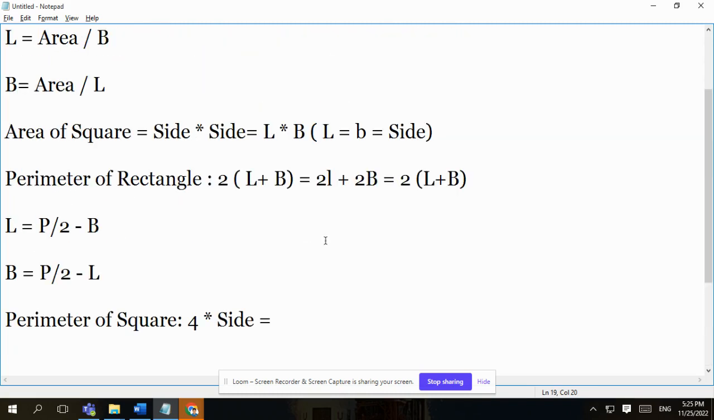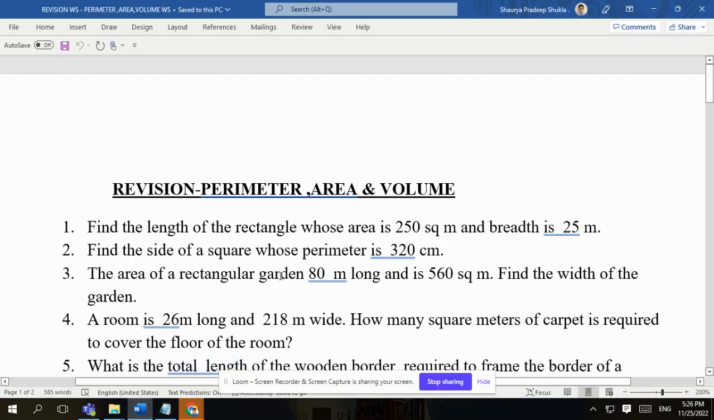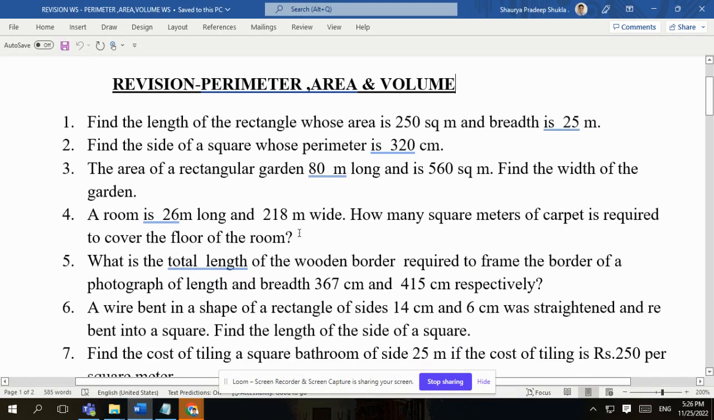So, in the interest of time, let's jump to the exercise. Okay. What we'll do, we'll first quickly talk about the exercise, and then we'll solve them a little. Okay. First problem. Find the length of a rectangle whose area is 250 and breadth is 25 meter. So if you see, we already have the formula. They have given the area and they have given you the breadth.